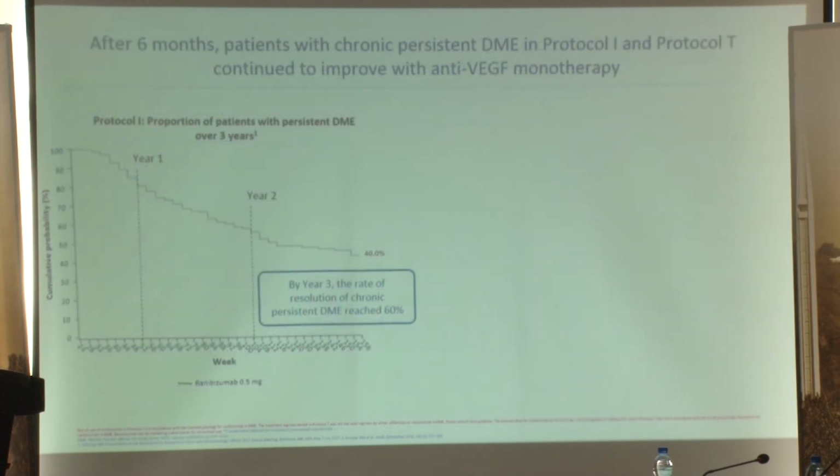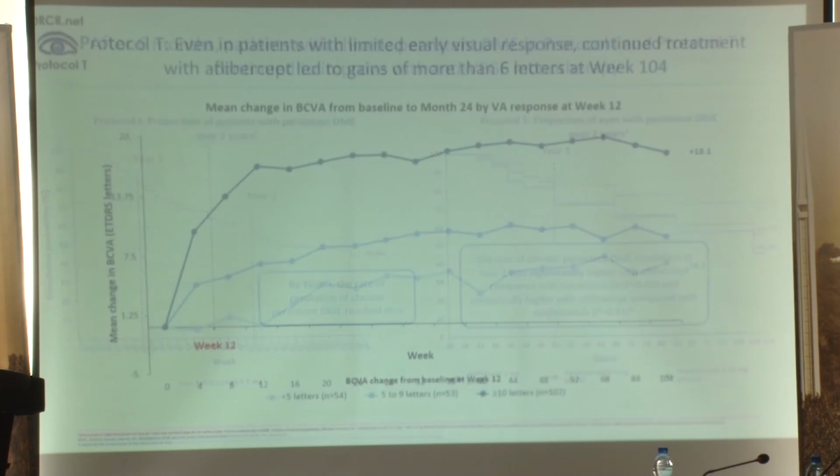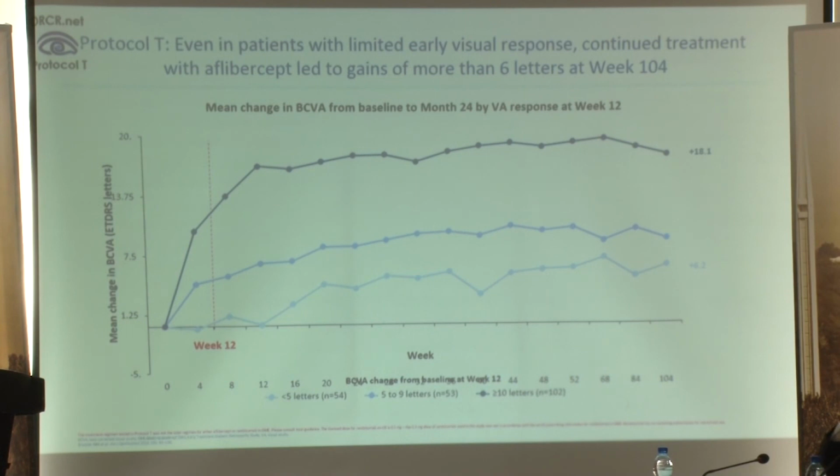So here it's shown basically comparison from baseline, year 1, year 2, and by year 3 you can see that the rate of resolution of chronic persistent diabetic macular edema reached up to 60%, which again is a significant thing. And similarly in protocol T, they have shown that up till year 2 there was a reduction of the fluid, and again Aflibercept was better than the other agents. So that again, it's showing mean change in best corrected visual acuity at 12 weeks. So Eylea is definitely superior if you look here after 18 letters improvement.